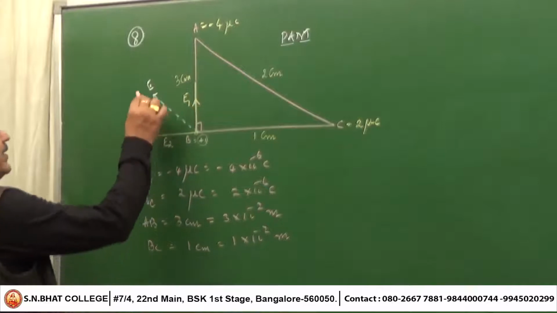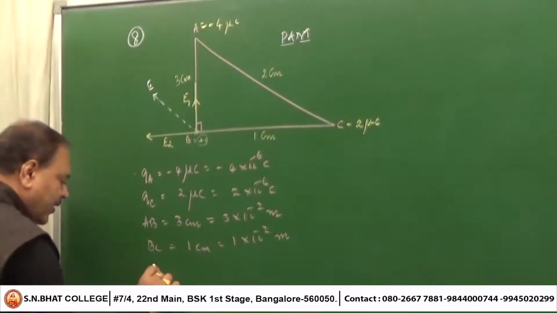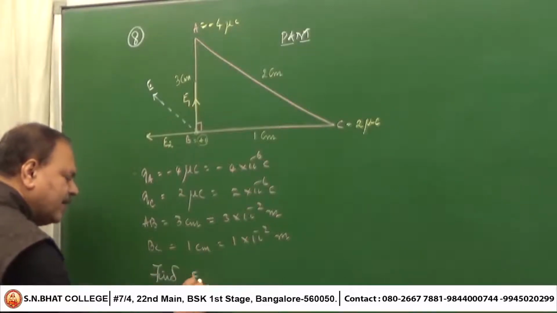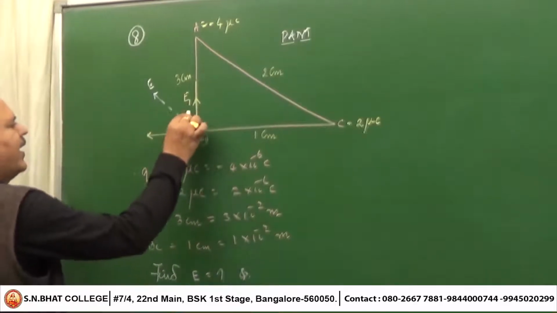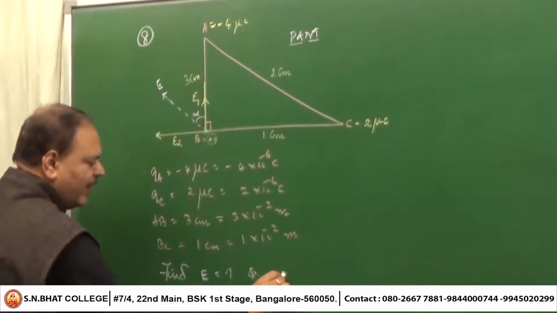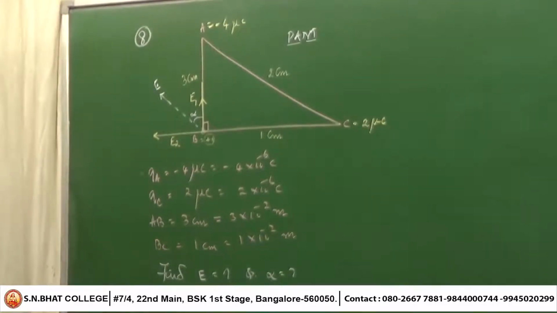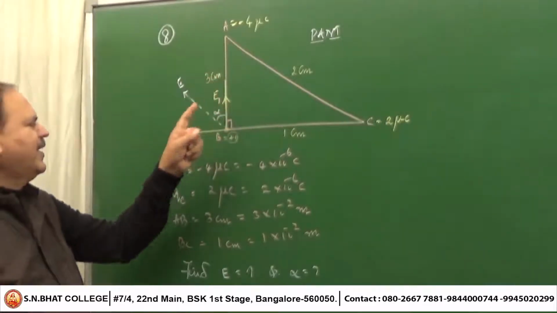Now he wants the resultant field. Therefore, what you have to find is the resultant field, that is E. And even this angle you have to calculate, that is alpha. So how will you work it out? First you calculate the field at B due to this one, which we call E1.